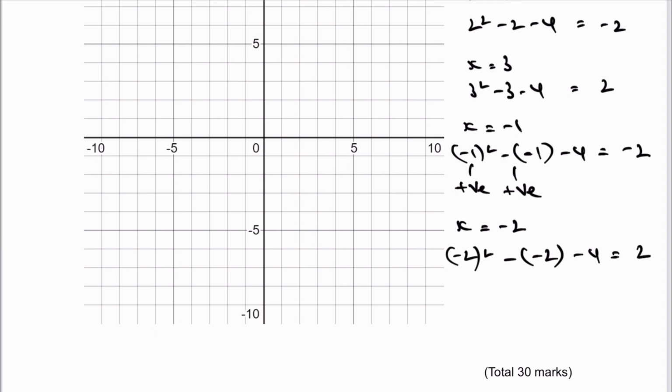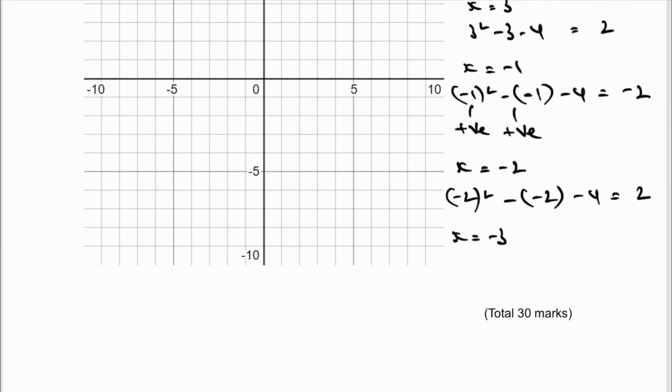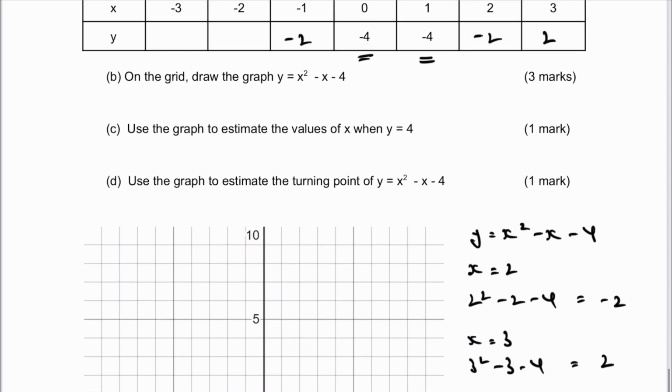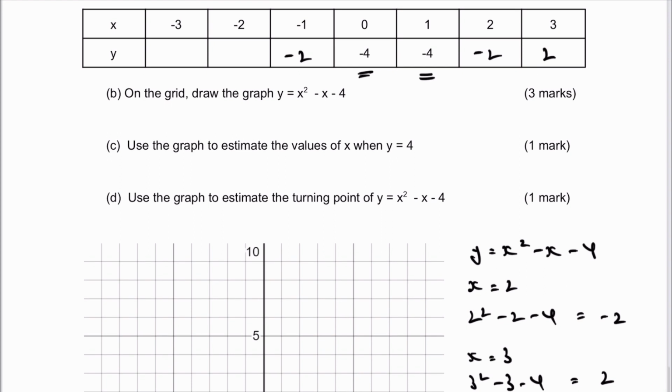And then finally I've got x equals minus 3. Okay, and I'm going to put that into the equation. I'm going to get minus 3 squared minus minus 3 minus 4, and that's going to be a value of 8. So therefore I can go back to my grid and I can write into here 2 and positive value of 8.